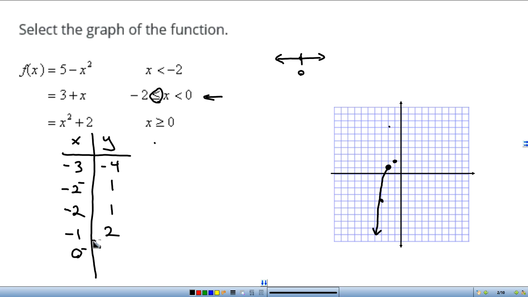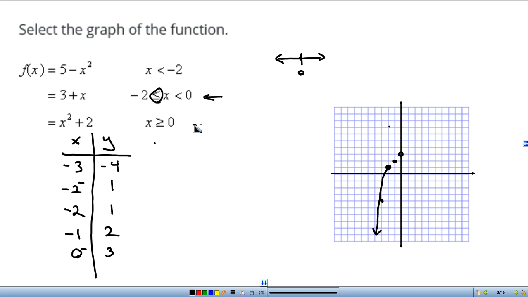So if I put 0 minus, it's pretty much as if I plug in 0. So I may as well, let's plug in 0. So I got 3 plus 0, which is 3. And I'm going to plot it, but I'm going to leave it as an open circle.